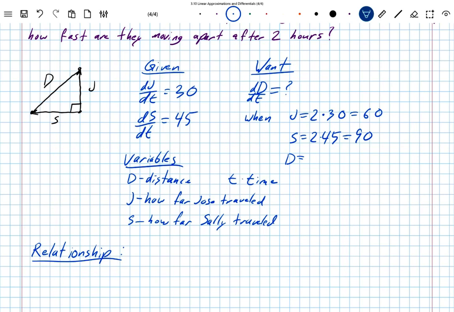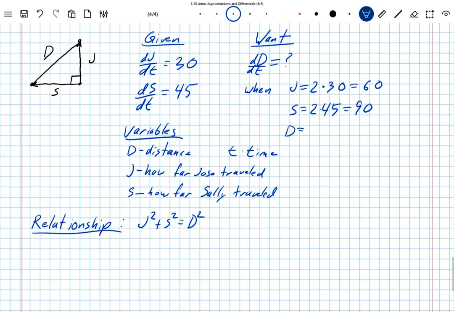Maybe you see it. I hope you see it at this point. J squared plus S squared is equal to capital D squared, because D is that hypotenuse of that beautiful right triangle. I'm going to implicitly differentiate this. Don't plug in yet. You got to differentiate first.